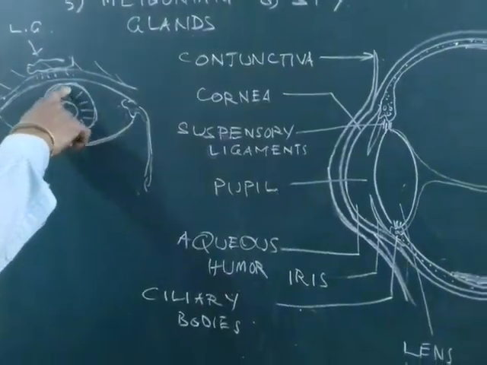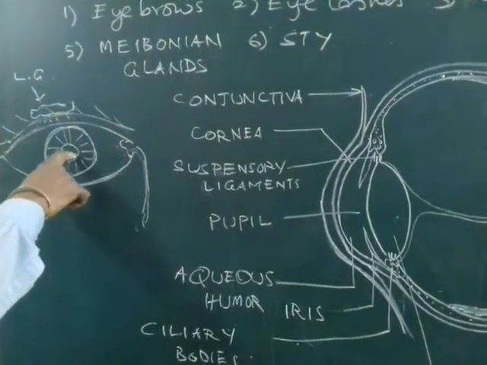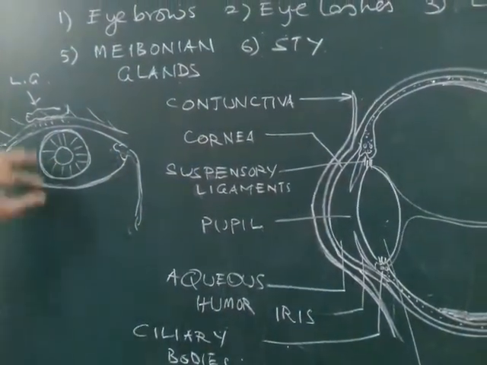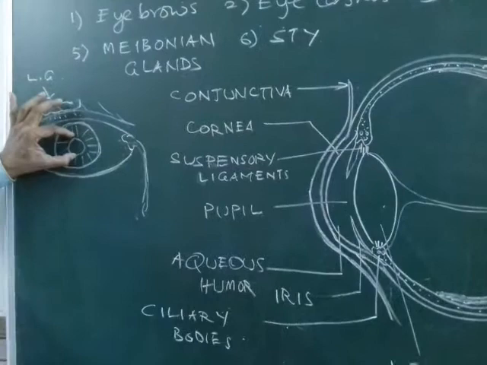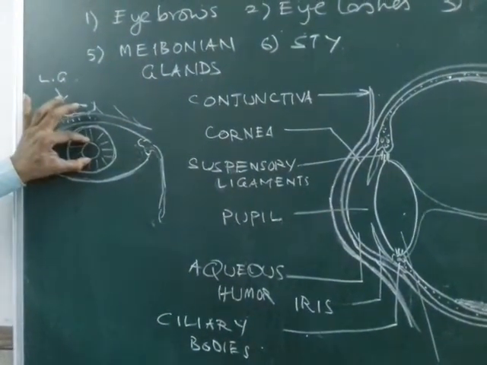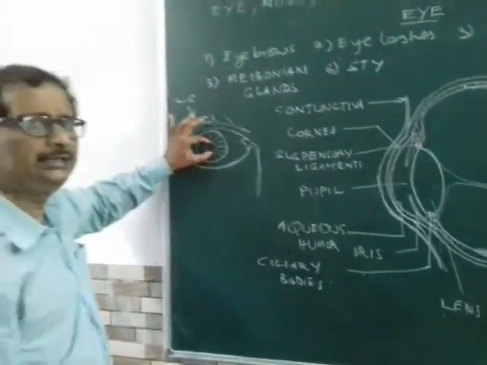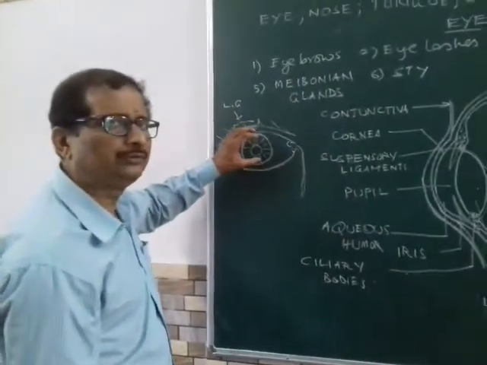You have a shield like this, like a membrane, which is called the iris, and there is a small aperture which is called the pupil. The pupil can increase in size in diameter and also decrease. It increases in size in darkness and decreases in light conditions. This is to control the amount of light.